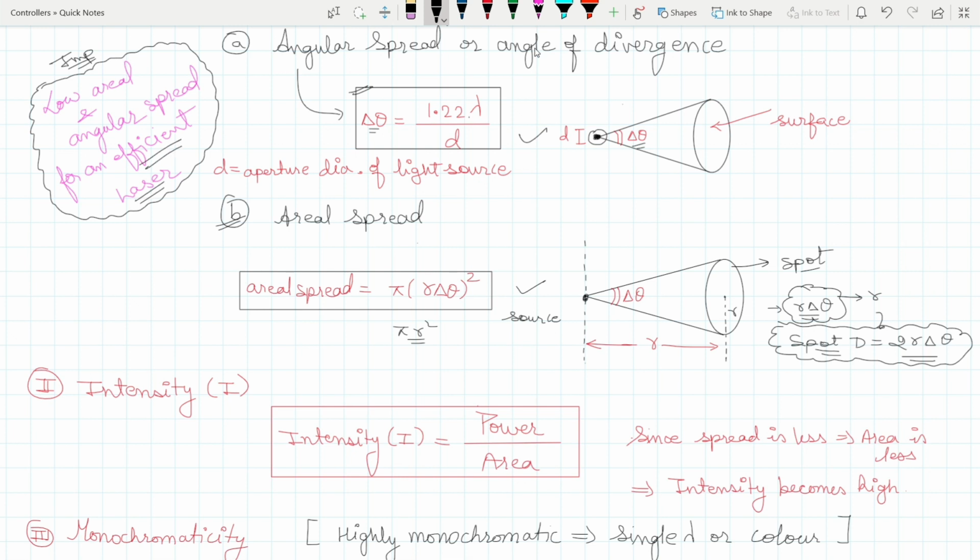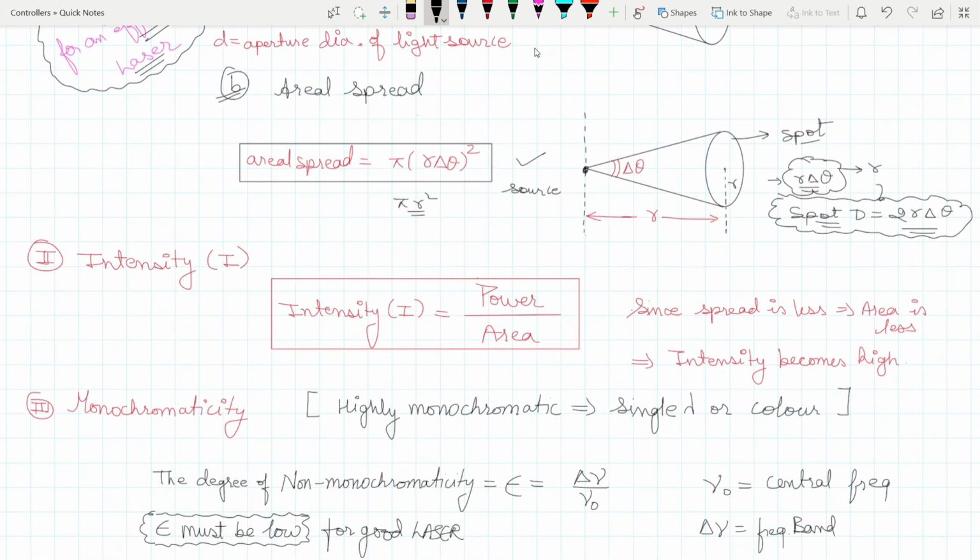If you want a laser to be very efficient, it must have a low areal and angular spread. The next point is intensity. As I have given you, the formula of intensity is power per unit area. So when there is less areal or angular spread, more intensity is observed for a laser. For a good laser, there must be a high intensity.